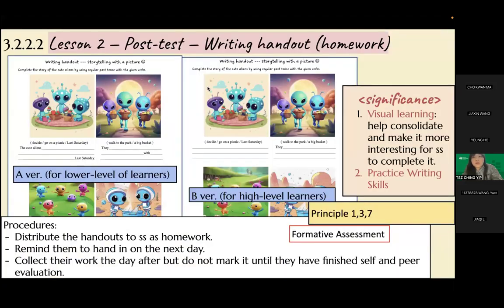And for the writing handout, it can help consolidate students' learning and make the task more interesting for them to complete, with a visual learning impact. And also it can practice students' writing skills. And the procedures will be distribution of the handouts and reminding them to hand in on the other day, and to collect students' work after, but then not to mark it until they have finished both self and peer evaluation as a formative assessment.